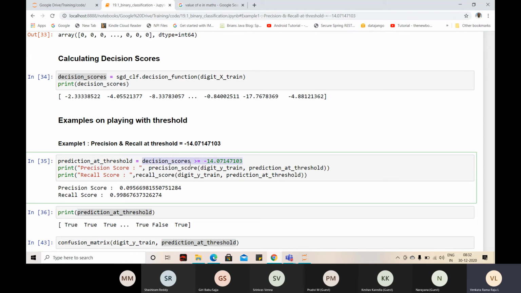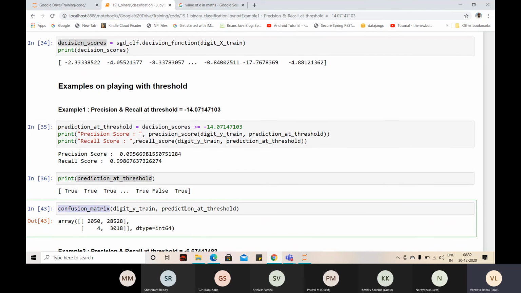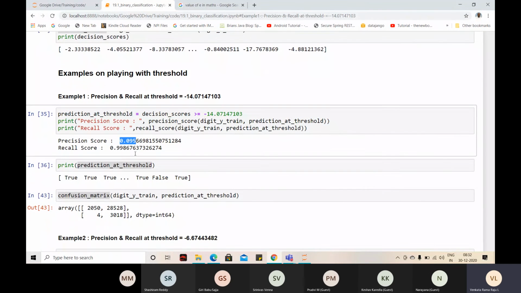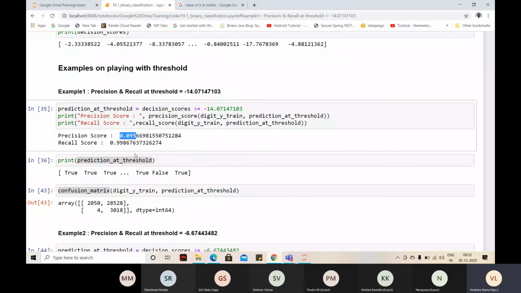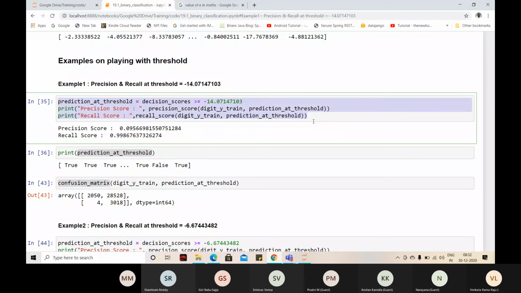So I randomly chose some threshold and tried to calculate precision and recall along with the confusion matrix also. See this, precision became 0.095 and recall became 0.998, right? Almost 100% recall, but precision, out of all the positive predictions, is very low. Even one record is not being predicted correctly. So you got this point, right? Any questions here?